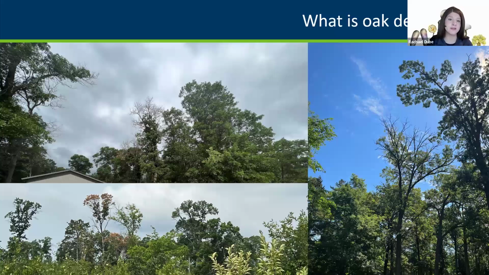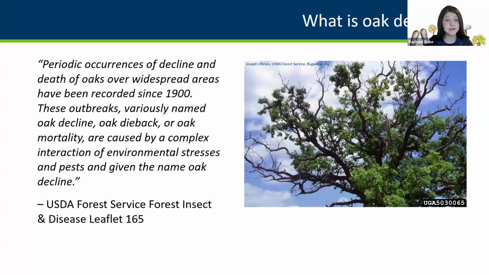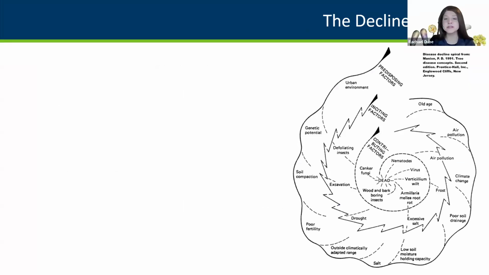Here is a nice description of oak decline that I like from a Forest Service oak decline leaflet. It says the periodic occurrences of decline and death of oaks over widespread areas have been recorded since 1900. These outbreaks, variously named oak decline, oak dieback, or oak mortality, are caused by a complex interaction of environmental stresses and pests and given the name oak decline. Oak decline can sometimes lead to a chicken-or-the-egg conversation about what killed this tree, when it comes to determining what exactly negatively influenced the health of that tree. A tool that I like to use for illustrative purposes is the decline spiral.